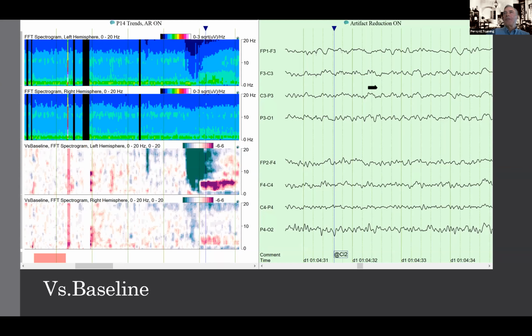And we can see here in the left-hand EEG, or left hemisphere EEG, that we have an increase in that amplitude. So we have a loss of faster frequencies and then an increase in the slower frequencies compared to this initial baseline.